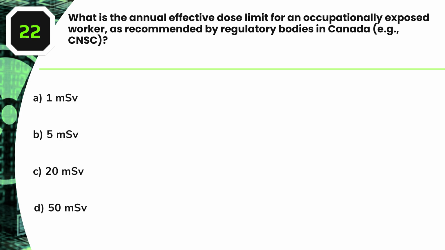Question 22. What is the annual effective dose limit for an occupationally exposed worker, as recommended by regulatory bodies in Canada, e.g., CAMRT? A. 1 mSv. B. 5 mSv. C. 20 mSv. D. 50 mSv.